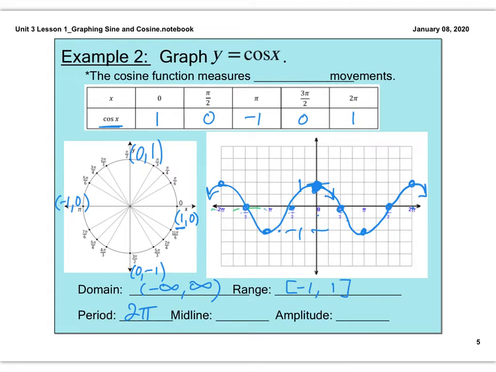The midline is still at y equals 0. Half of the graph is above that line and half is below that line. So y equals 0 is the midline, and the amplitude is still 1. From the midline to the max is one unit, like from here to here, and from the midline to the min is also 1 unit. The cosine measures the x values, or in other words, the horizontal movements.